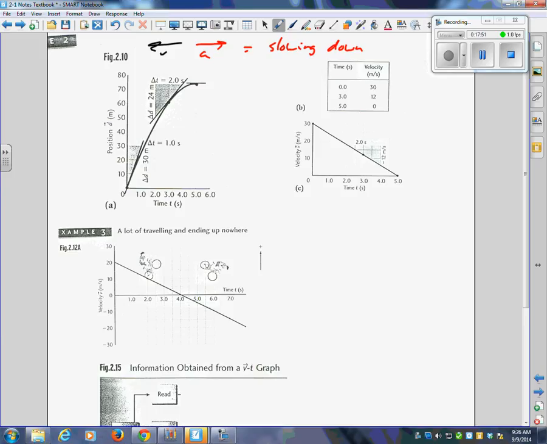So, it just says, for the slowing down portion of the roller coaster ride. What roller coaster are they talking about here? Stupid textbook. Who writes these textbooks?